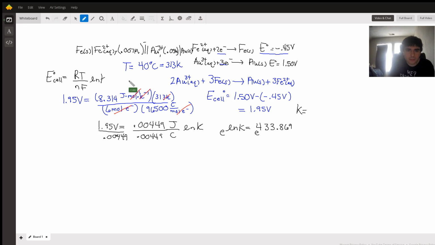Granted, if you're doing that, you need to decide, okay, this is how you would do it at equilibrium. If you're dealing with, let's just say, non-standard conditions, you would do E cell is equal to standard E cell plus RT ln of Q.